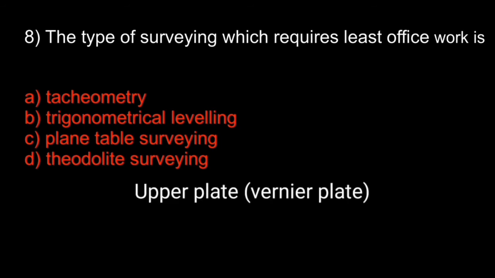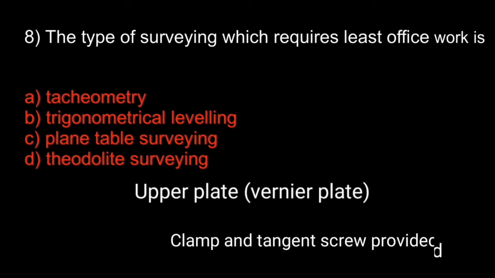Then the upper plate. The upper plate is attached to the inner axis. It is also called vernier plate. A clamp and tangent screw are provided for the purpose of accurately fixing the vernier plate to the scale plate. The upper plate carries two verniers with magnifiers placed 180 degree apart.